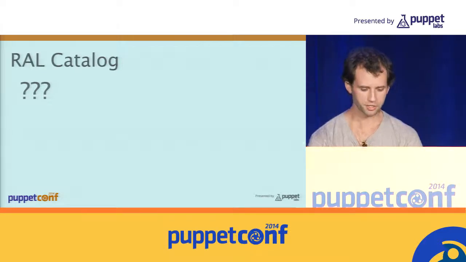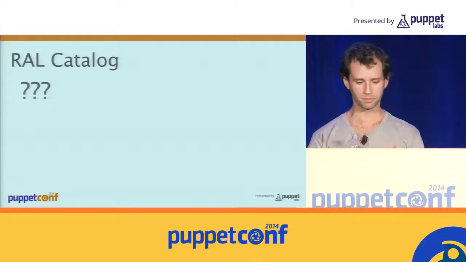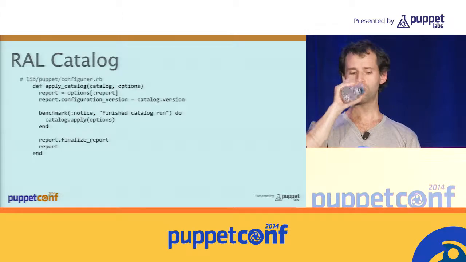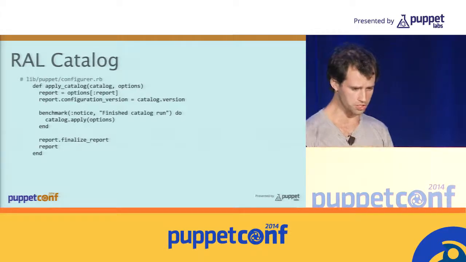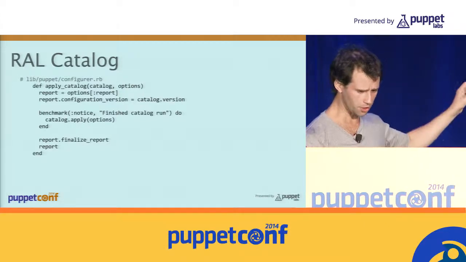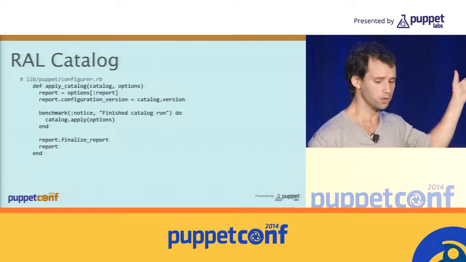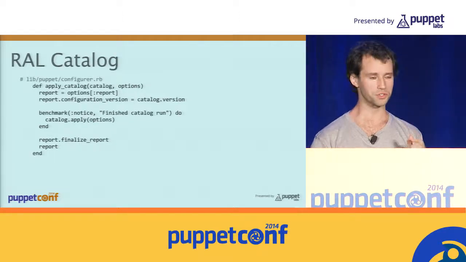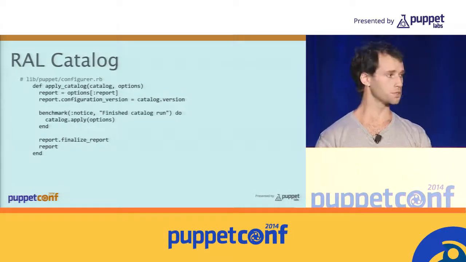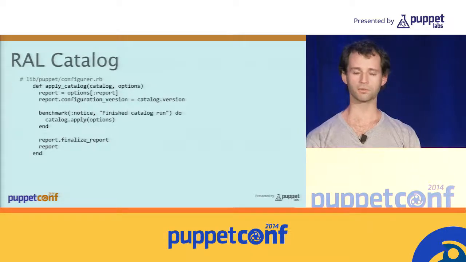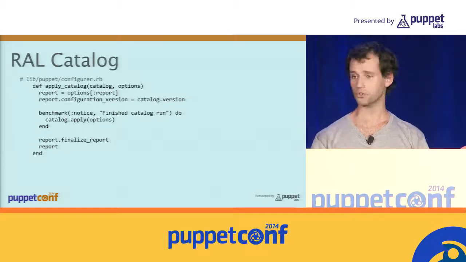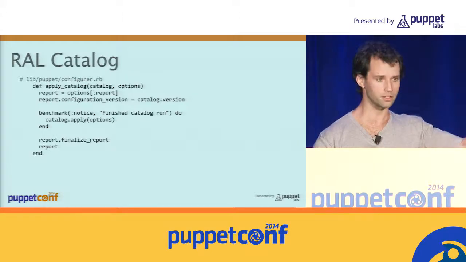Anyway, once the configurer has a RAL catalog, it calls the apply method on that catalog. You can see in this apply catalog method, down in about the middle, inside that benchmark block, we say catalog.apply, and we give it the options. Options is where things like tags and ignore schedules come in. You know how resources can have tags, and you can cause Puppet Agent to only run certain tags, and you can cause Puppet Agent to always run resources that are scheduled instead of just waiting for the schedule. That's where that enters the picture.